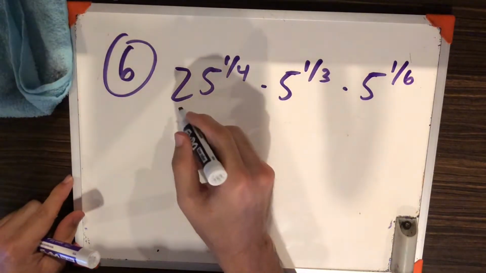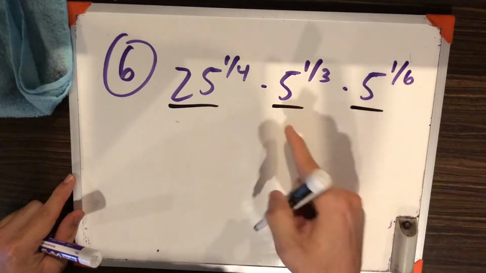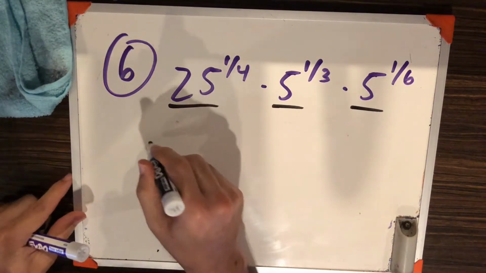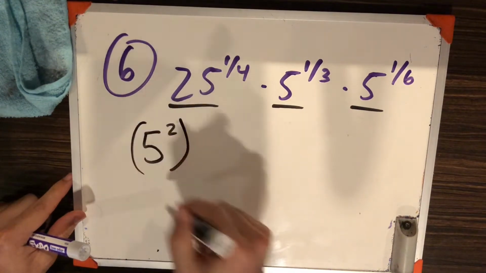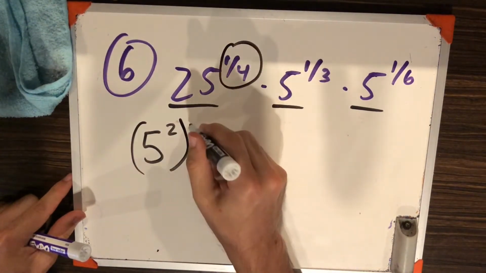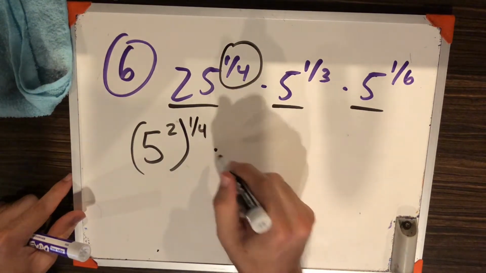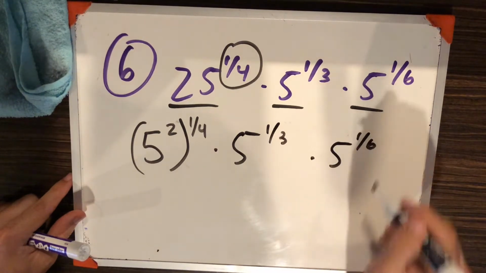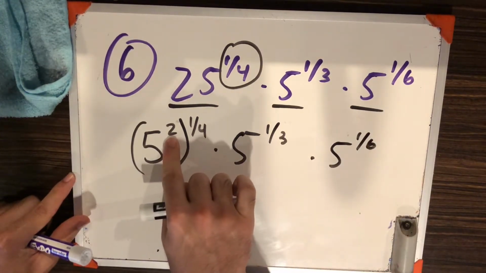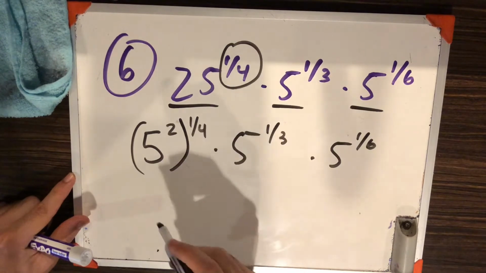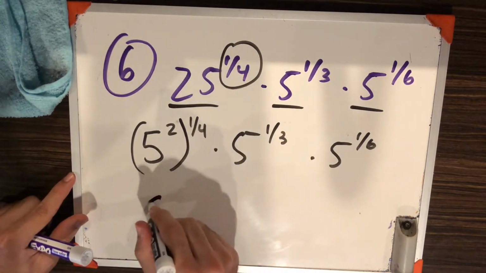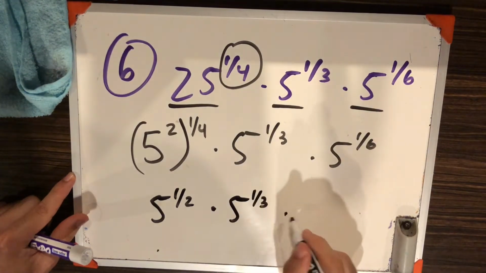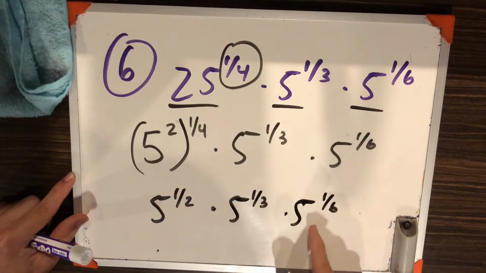Alright, number 6, we're looking for the same base. These have the same base, this one doesn't, so there's something we can do about 25. 25 we can change into 5 to the second power. Of course, we can't forget about this, so 1 over 4 on the outside, and then 5 to the 1 over 3, 5 to the 1 over 6 power. This is power to a power, so 2 times 1 over 4 is 2 over 4. 2 over 4 is 1/2, so 5 to the 1/2 times 5 to the 1/3 times 5 to the 1 over 6 power.